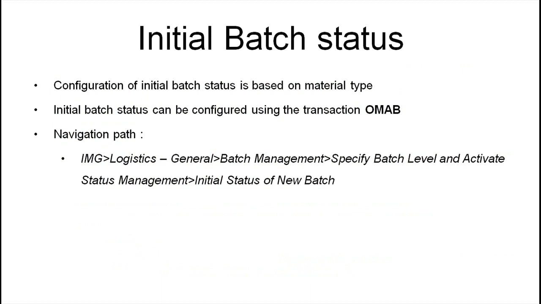Configuration of the initial batch status is based on material type. For example, if the material type is restricted, it implies that created semi-finished goods will have restricted batch status. The initial batch status can be configured using the transaction OMM. The navigation path is in order of IMG, Logistics General, Batch Management, Specify Batch Level and Activate Status Management, and finally Initial Status of New Batch.